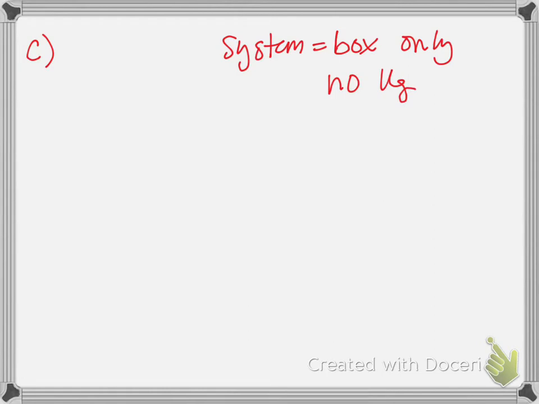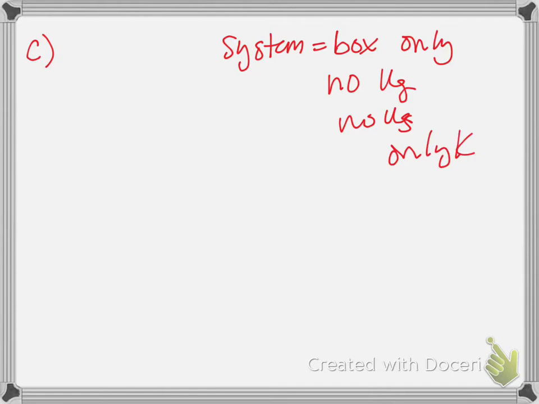Here we are, parts C, D, E, and F are student 1 and student 2. Two students are discussing the work done on the system containing only the box. All right, so here's where I talked about having a note sheet here. I would do that. I would write system equals box only. No UG, right? No US, right? Only K, right? That's all we can discuss now, right?